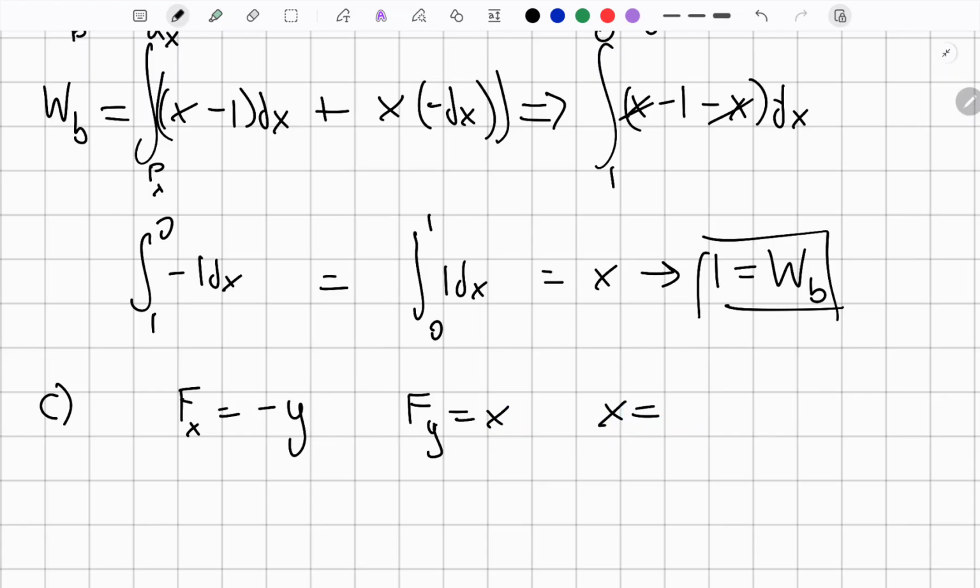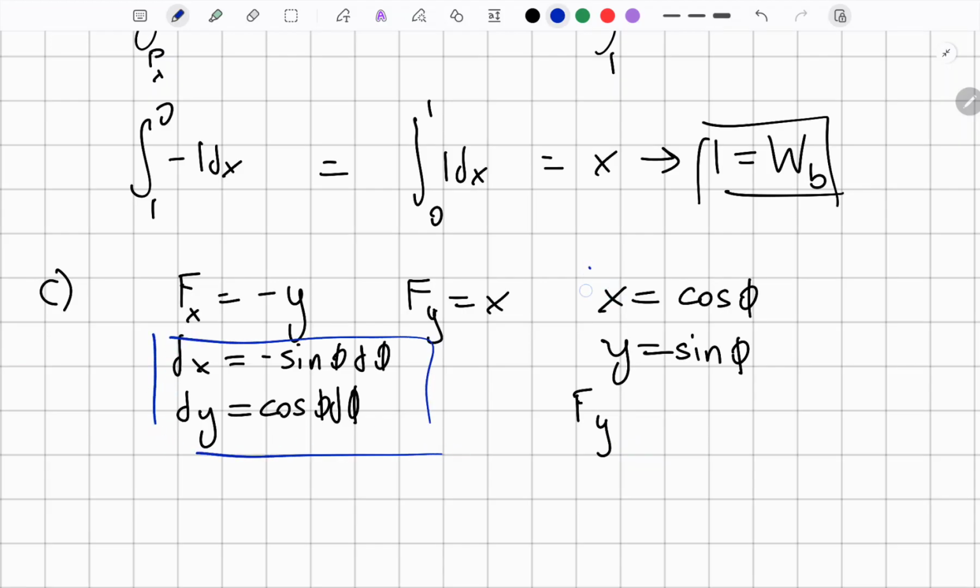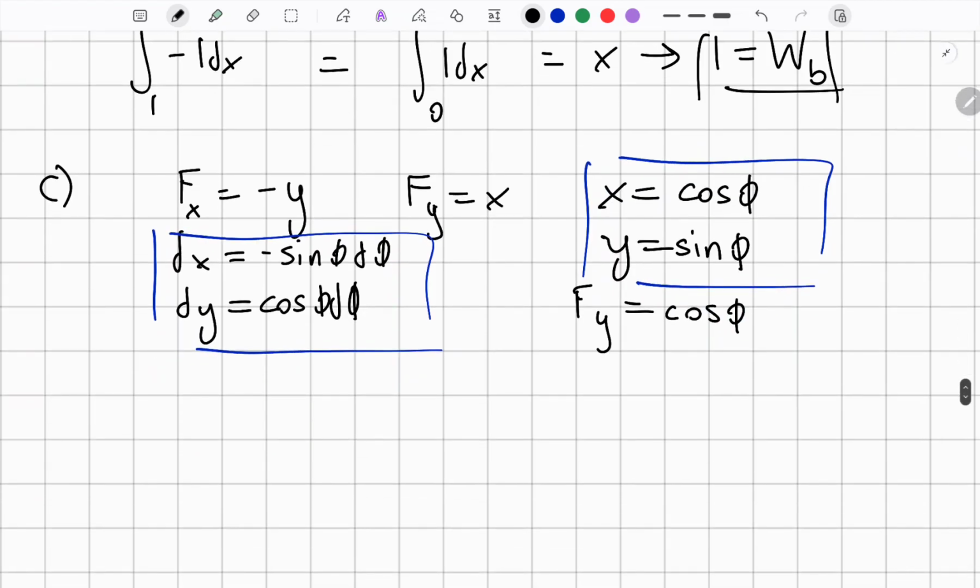We know that when we have a circle, our x is going to be r cosine phi. In this case, r is just 1, the radius. So x is cosine phi, and y is r sine phi, with r just 1. We can find dx, negative sine phi d phi, and dy, cosine phi d phi. And then we can also find our new y and x forces, to keep track of the values we're going to use. Our new y force is going to be cosine phi. Our new x force is going to be negative y, which is going to be negative sine phi.